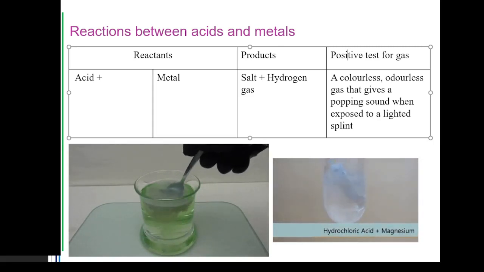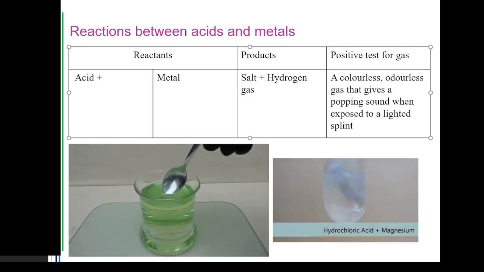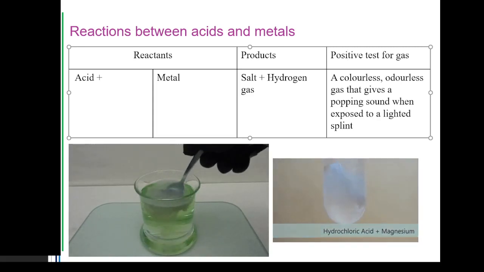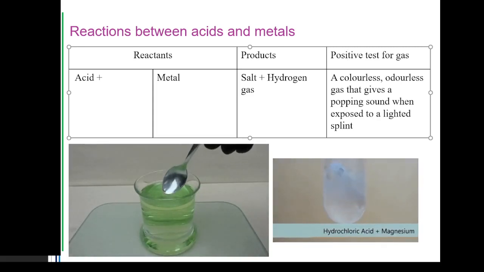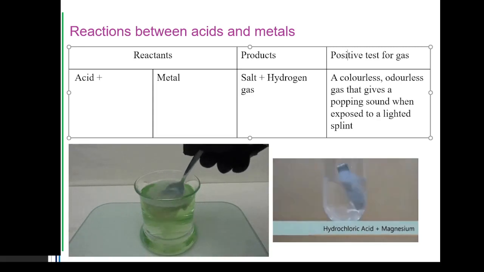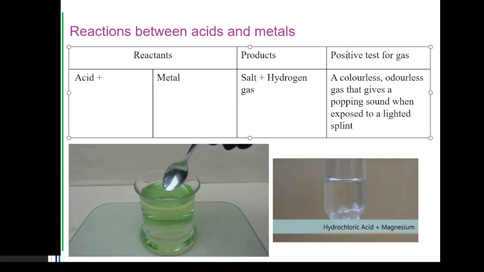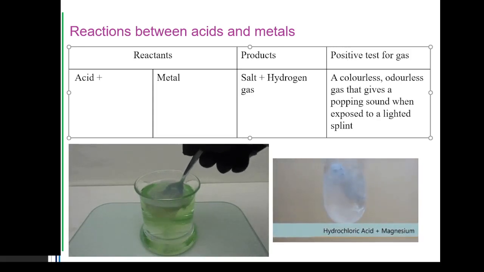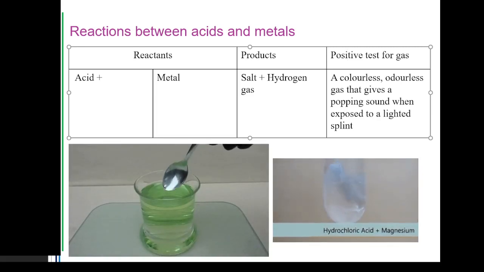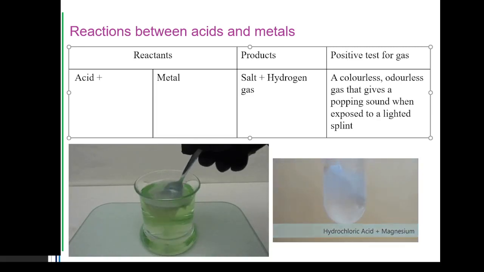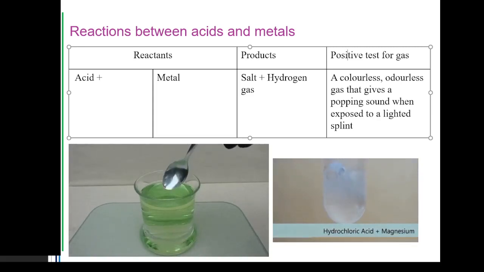So for example, when the spoon is placed in the acid, the spoon is made up of metal, you're going to see some effervescence or bubbling. The effervescence or bubbling indicates a gas is being produced, in this case, hydrogen gas. If we look to the right, where magnesium reacts with hydrochloric acid, you're also going to see some vigorous effervescence of what is a colorless, odorless gas.